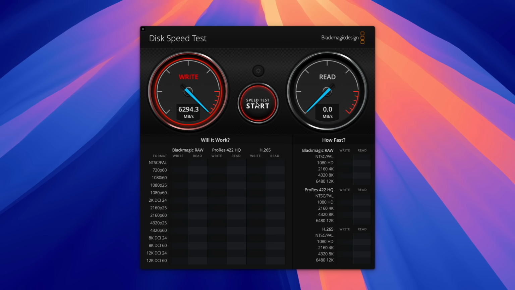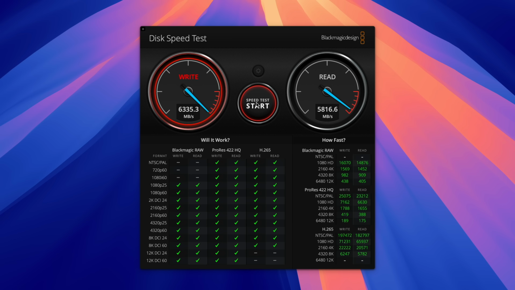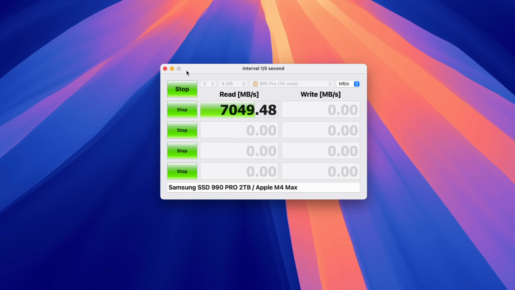All right, so these speeds might be just slightly exaggerated because a brand new, fresh, never touched drive is going to be slightly faster. But holy crap, 6,200 megabytes per second write speed and 5,800 megabytes per second read. This is insane. Like, this is next level external drive speed right here. That is pretty darn impressive.